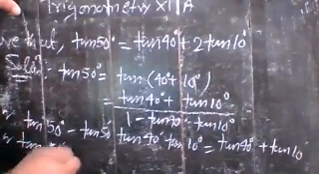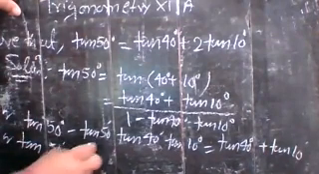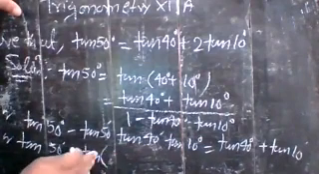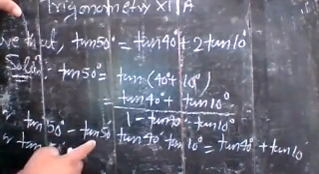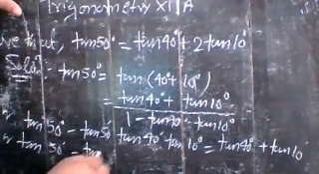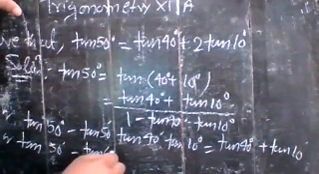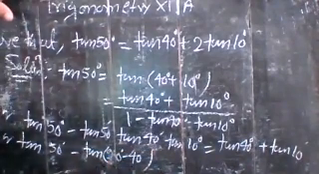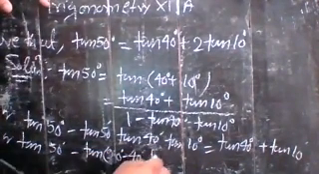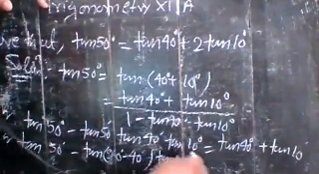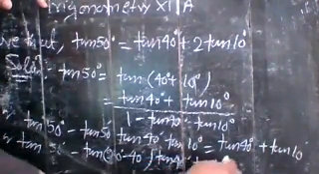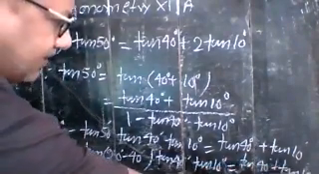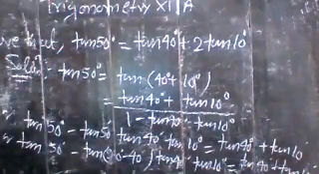Tan 50 degree minus tan 40 tan 10 can be written as, sorry, tan 50 can be written as tan of 90 minus 40 degree. You can write in this way: tan 90 minus 40 degree, and write the remaining terms as they are. Tan 40 tan 10 is equal to tan 40 degree plus tan 10 degree. You write the remaining terms as they are.